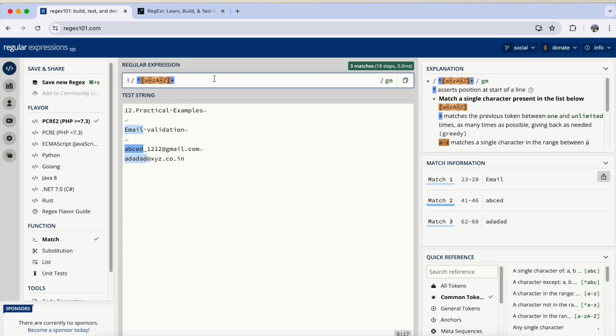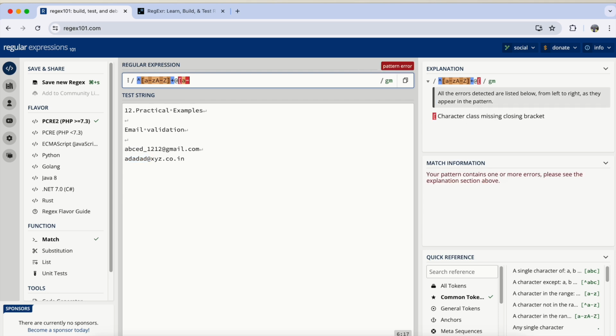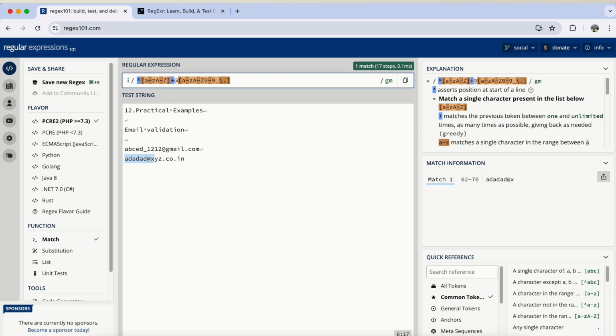And once this character, one or more characters, and then there is an @ symbol, right? And then again it will have characters a to z or A to Z, and 0 to 9, underscore, and there might be a dot as well, right? And at least one or more occurrences, right?